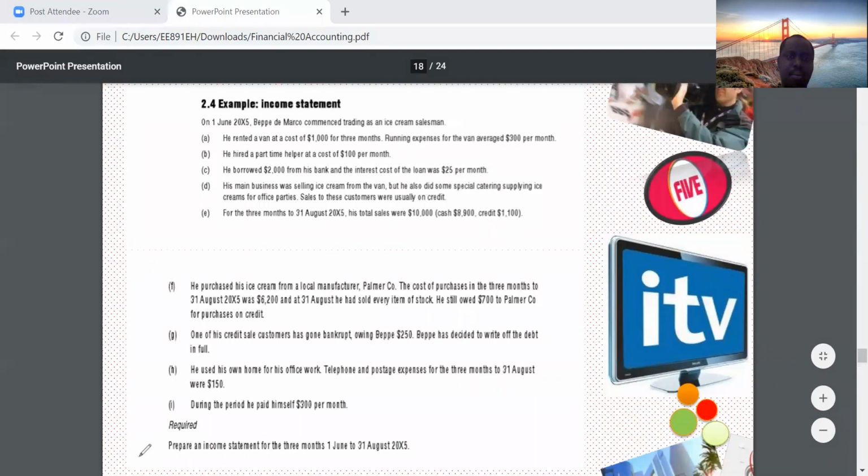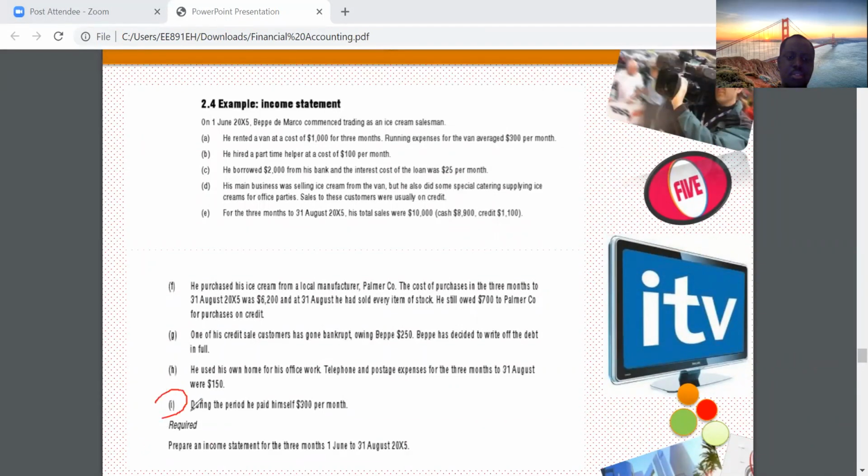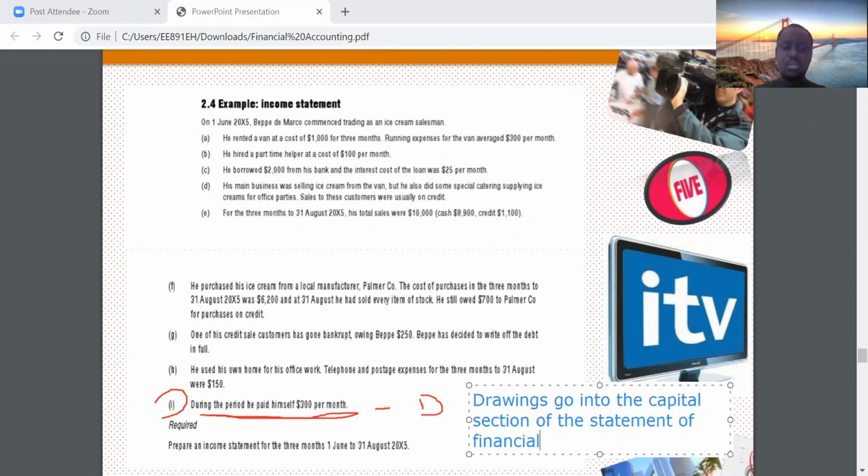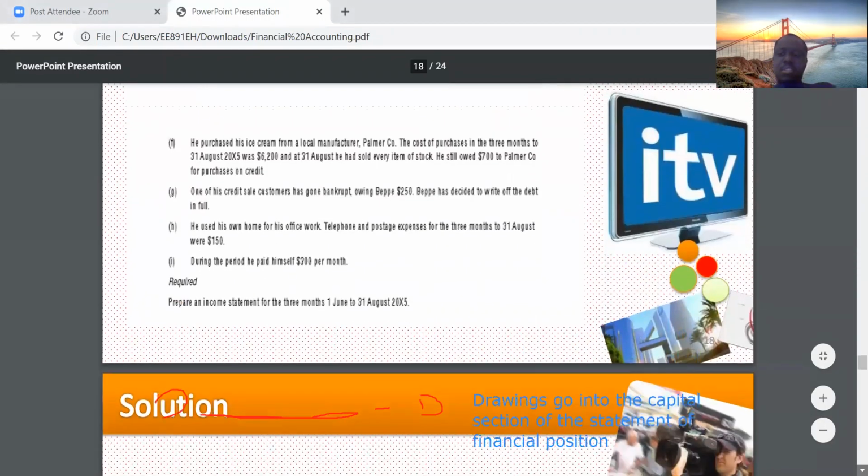Remember, during the period, the owner paid himself 300 per month. So these are drawings. And that's what we talked about when we were looking at the balance sheet. Drawings go into the capital section of the statement of financial position. Very, very important. I need you to remember that so that you don't miss it.